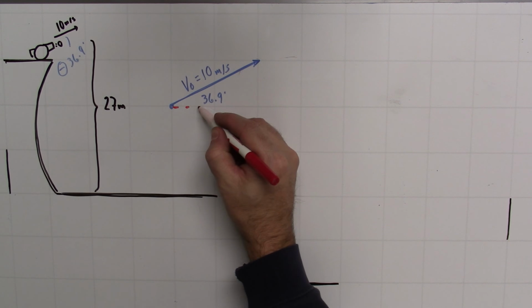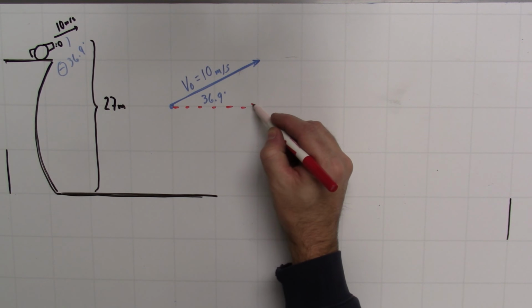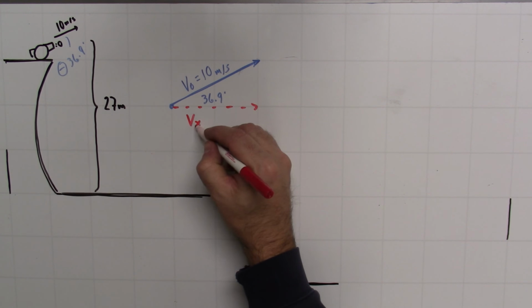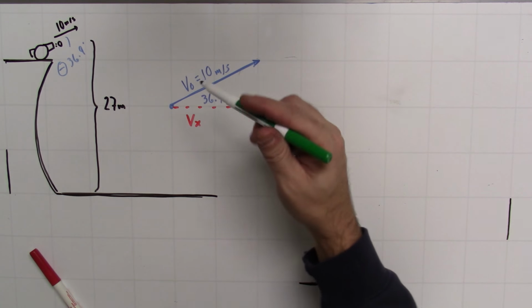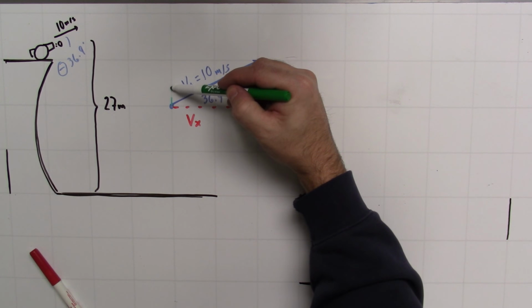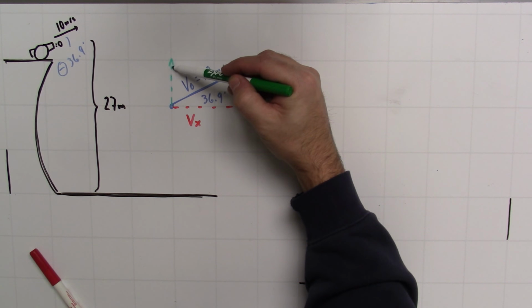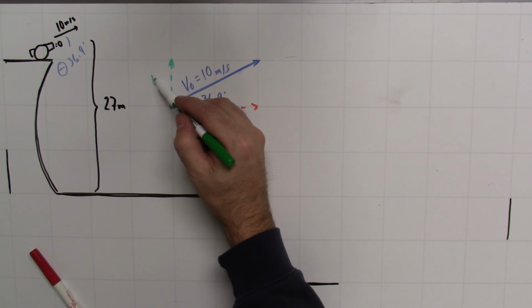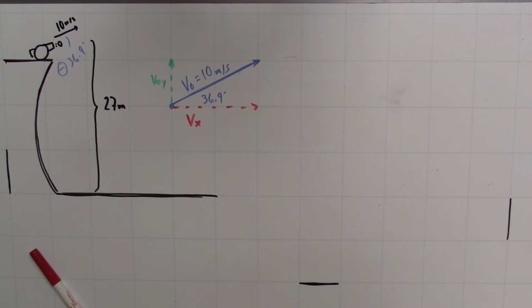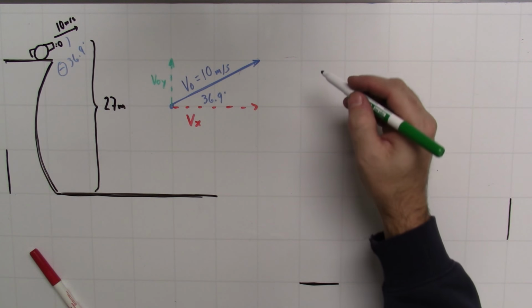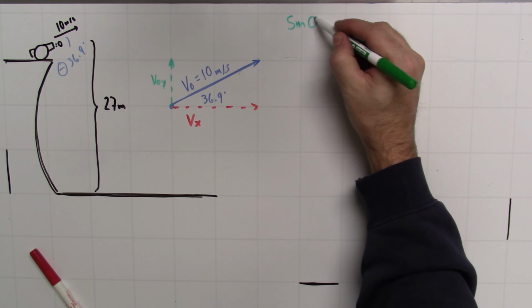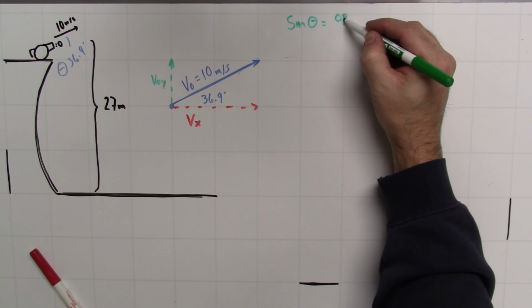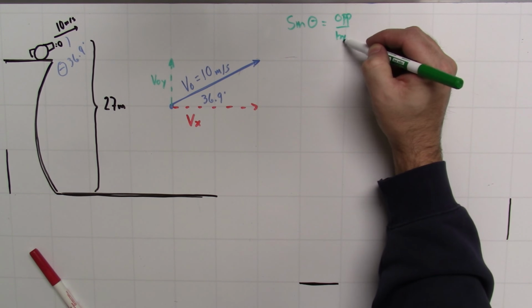If I break this up into its component parts, here's the horizontal component. We call that the Vx, that's the horizontal velocity. And then I also have the vertical velocity component, and we're going to call that V0y. So how am I going to get those? Well, from our general study of mathematics, the definition for the sine of an angle is equal to the ratio of the opposite side to the hypotenuse.